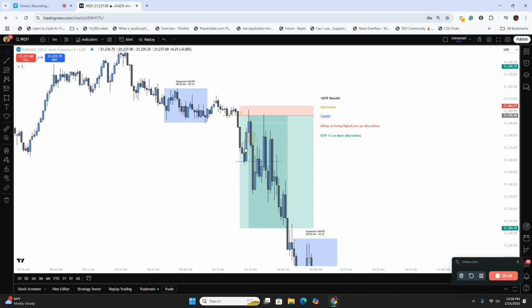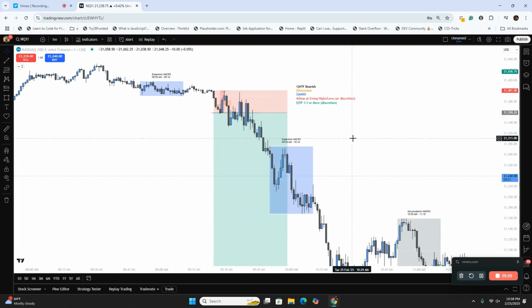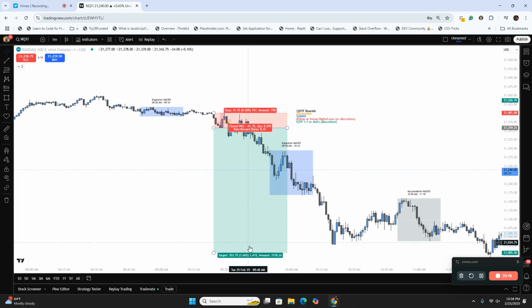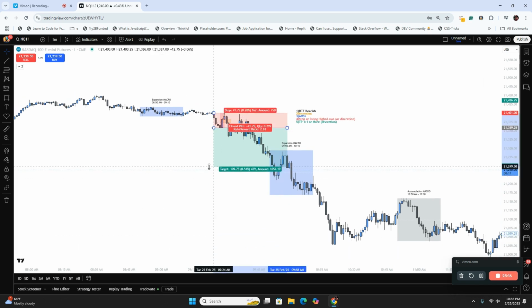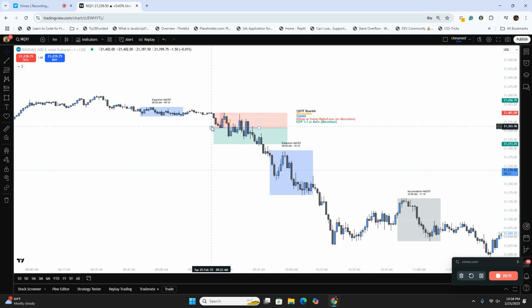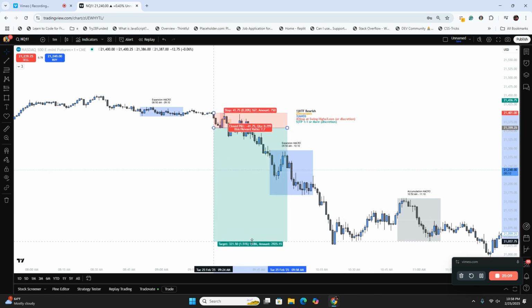So let's go to the second one after the 9:30 opening. This one with the stop at the swing high. Let's get rid of the old signal. Stop at the swing high, 41 points. Let's say you aim for a 1-to-1. Hits nicely. Obviously, could have offered 321 points.